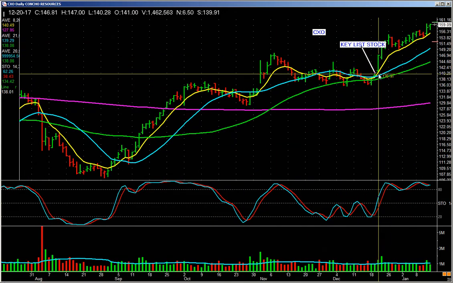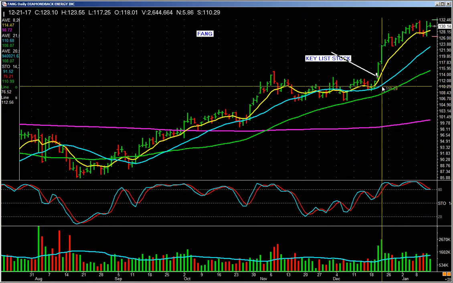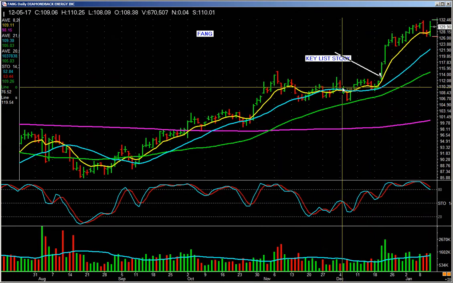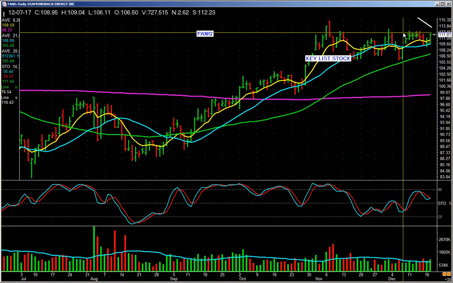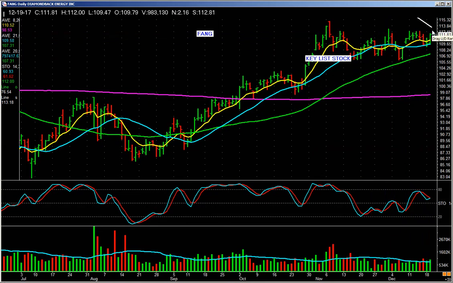Here we go. Concho, similar situation. Fang. This was really a good one for us, okay? This was a keyless stock, okay? You can see the shelf right here. And you can say, well, taking out these tops right around 112 and a half, that would be good.